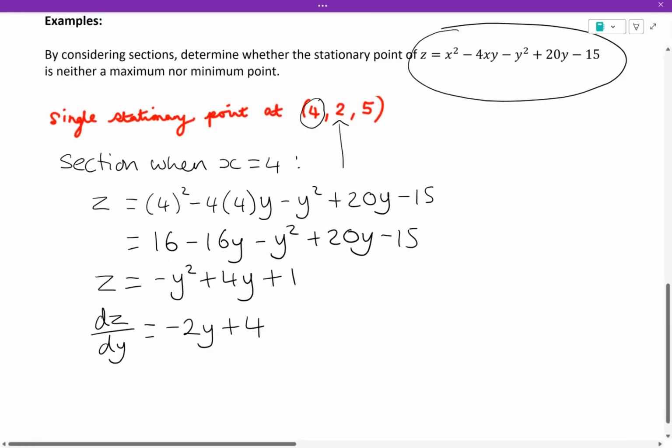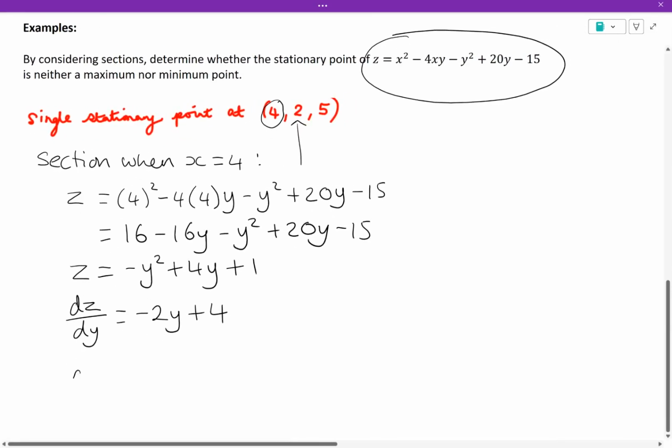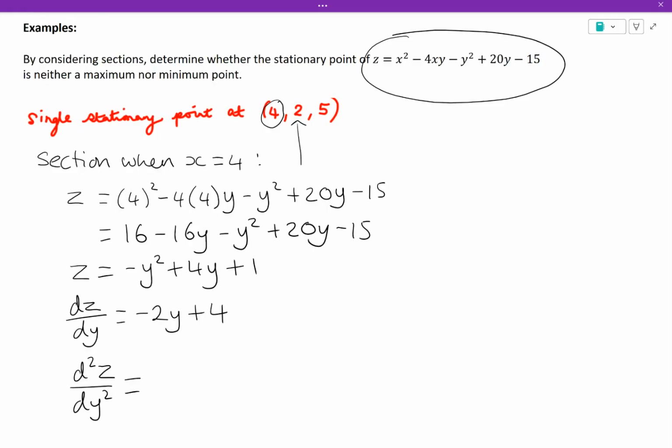We're going to go one further and differentiate again. And then we're going to substitute our y value into our second derivative. So our second derivative comes out as negative 2. And because it's independent of y, we don't actually have to substitute a value of 2 in ourselves. What we've established is the second derivative is always smaller than 0, regardless of the y coordinate.